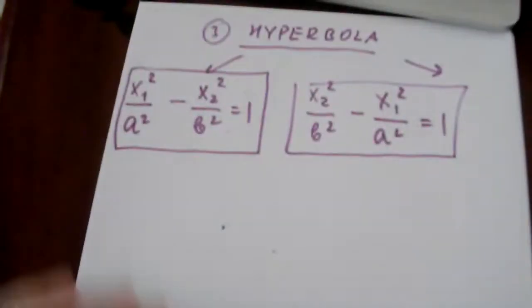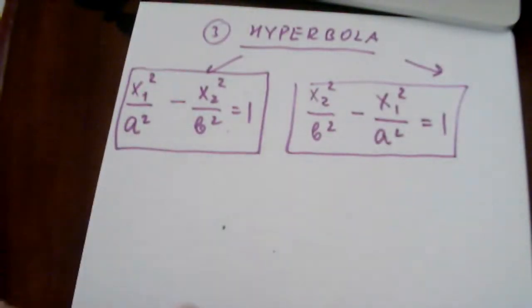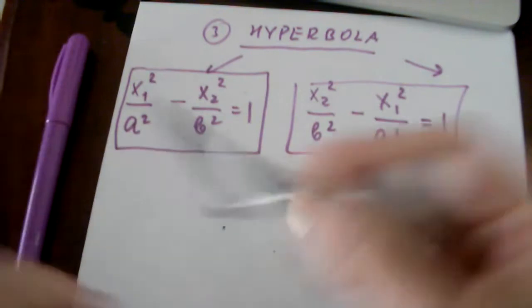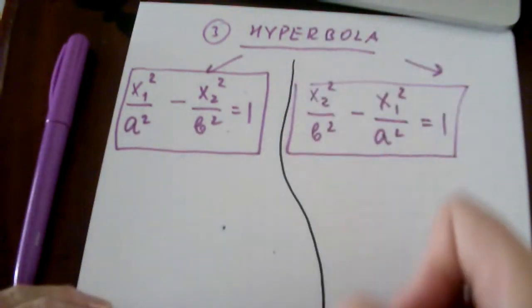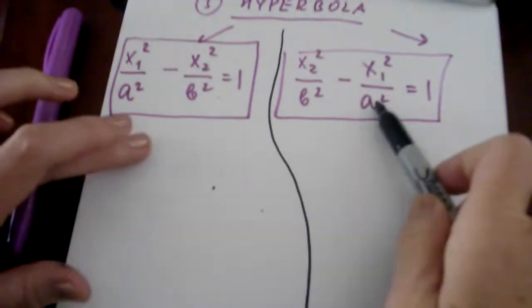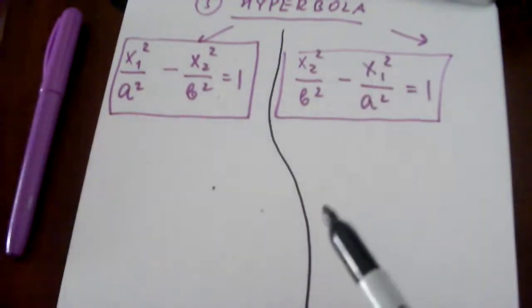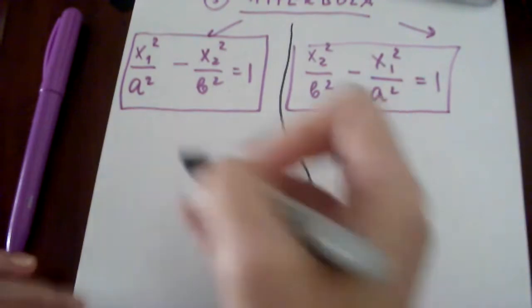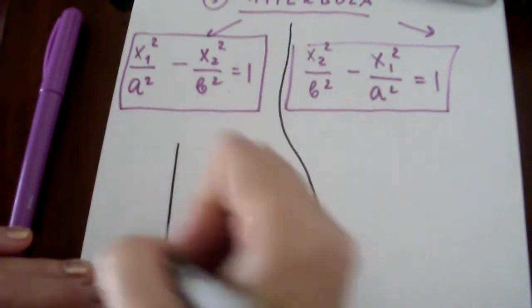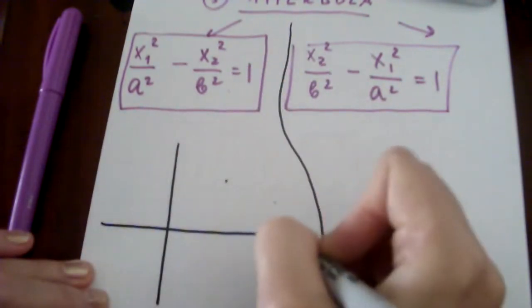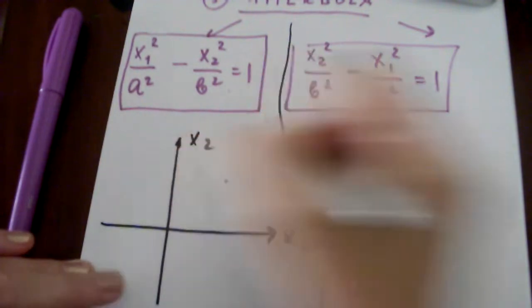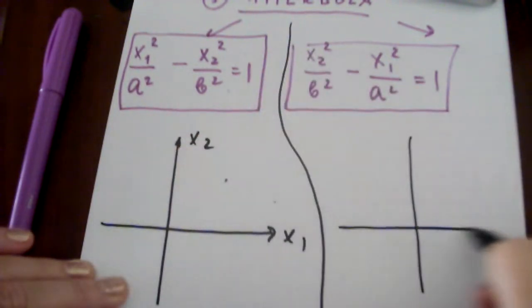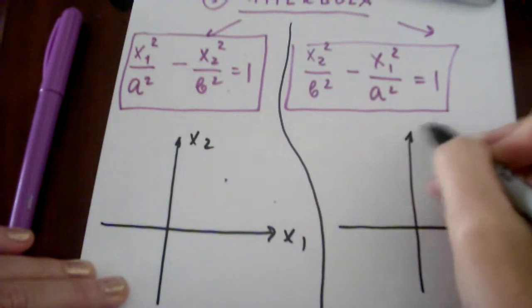But the thing is that the hyperbolas will be different corresponding to each equation. That is why I'm going to go through both examples. I'm going to give you an idea of how to draw both these hyperbolas, and I'm going to draw them simultaneously. So the first step is always to set up the coordinate system here and here, two hyperbolas at the same time.